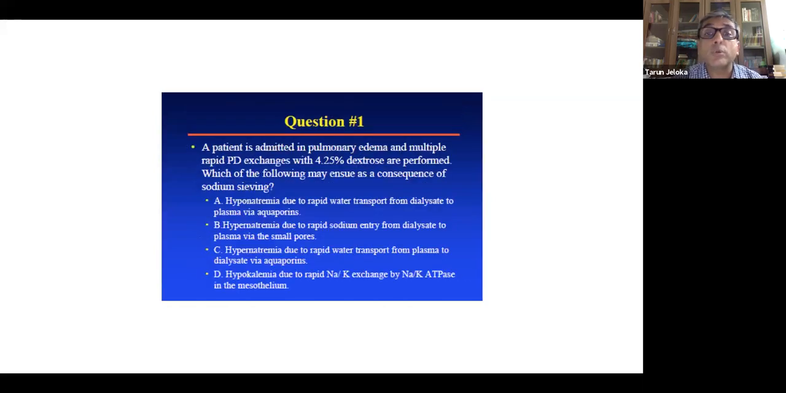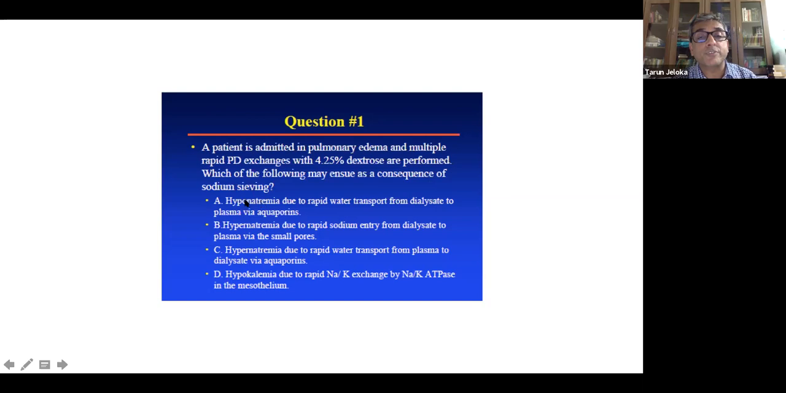So let's talk about two questions. You don't have to answer online. You can just answer in your mind and check whether it was correct or not. A patient is admitted in pulmonary edema and multiple rapid PD exchanges with 4.25% dextrose are performed. As I mentioned earlier, if somebody gets admitted in fluid overload and you want to continue with PD, small multiple exchanges with high concentration bags are allowed, not icodextrin. Which of the following may ensue as a consequence of sodium sieving?